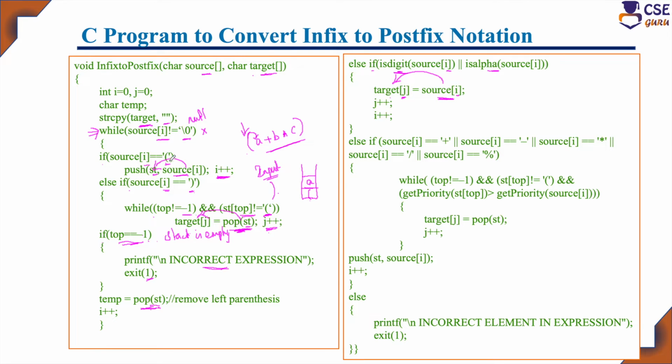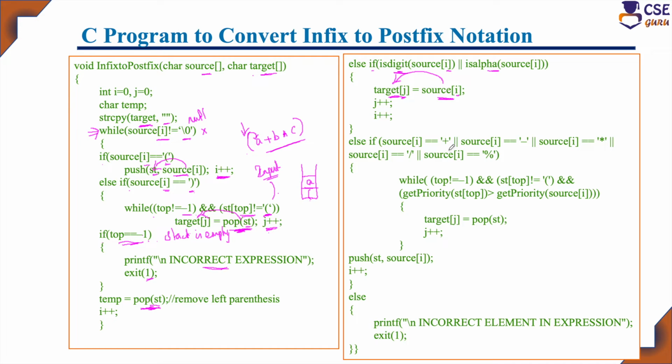So if you are encountering an open parenthesis, push it onto the stack. If you are encountering a closed parenthesis, till you encounter the first open parenthesis, whatever elements are present in the top of the stack, pop it and place it in the postfix expression. Okay. And then remove the open parenthesis. Suppose if it is a digit or alphabet, place it in the postfix expression.